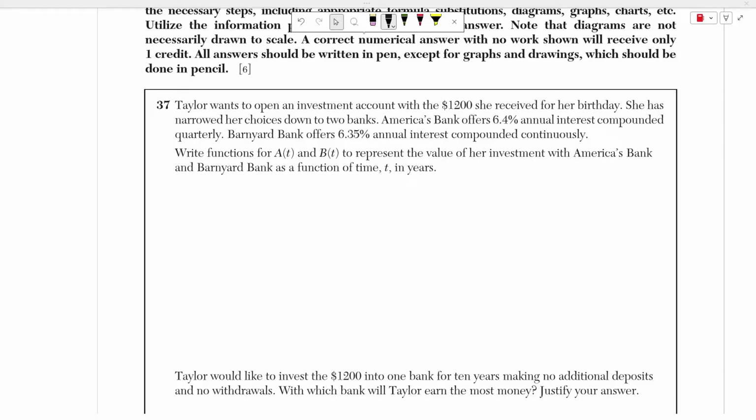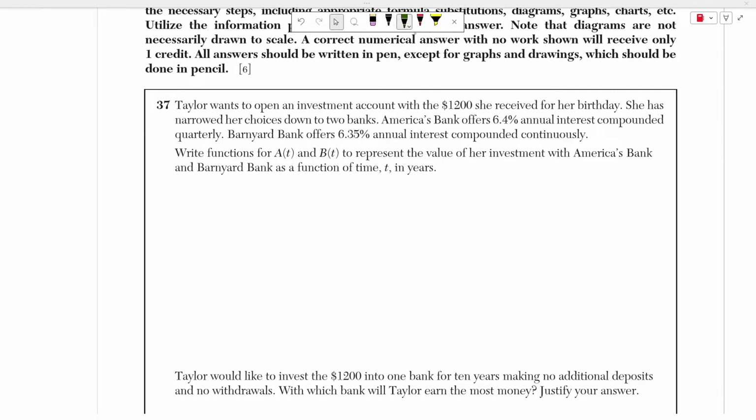It reads that Taylor wants to open an investment account with the $1,200 she received from her birthday. She has narrowed her choices down to two banks. America's Bank offers 6.4% annual interest compounded quarterly, and Barnyard Bank offers 6.35% annual interest compounded continuously. Write functions A of t and B of t to represent the value of her investment with America's Bank and Barnyard Bank as a function of time t in years.